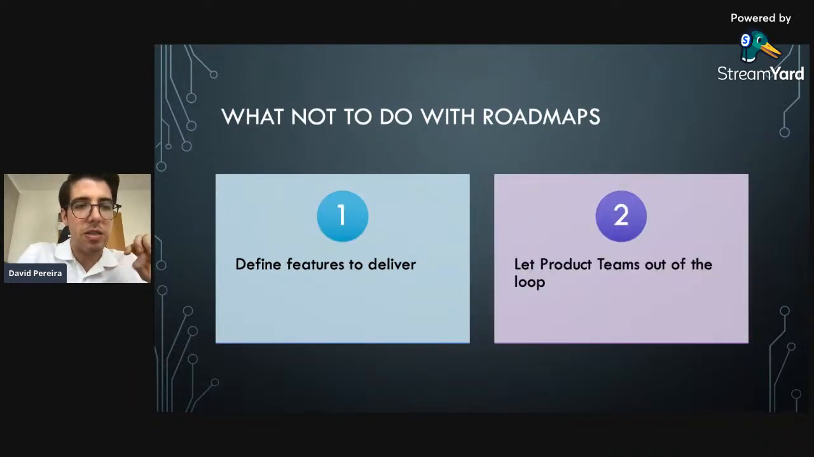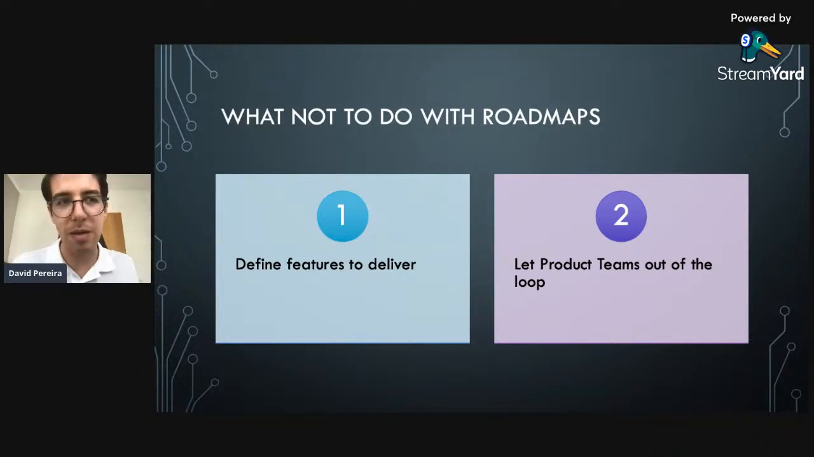And the other aspect that makes roadmaps not work is product teams are out of the loop. And by product teams here, I mean Scrum teams, development team, whoever it is, the name varies in each team, but those who are focused on building the product, they're not there. And it happens like this. Roadmaps are just thrown over the fence.